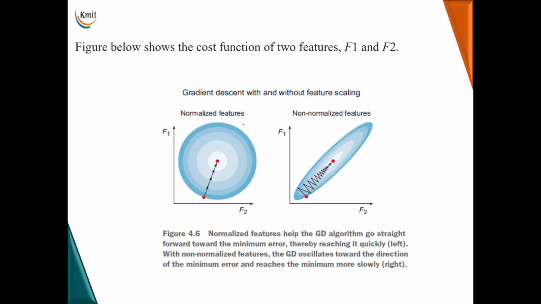And the other application I can see for normalization is this contour of the gradient descent algorithm. You can see here, to reach the minimum value, it takes a straight path if the data is normalized. Whereas if it is non-normalized data, then you have a number of oscillations, that is, it takes longer to reach the minimum value.